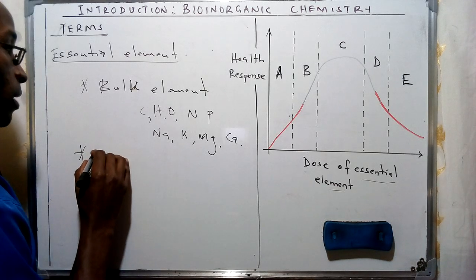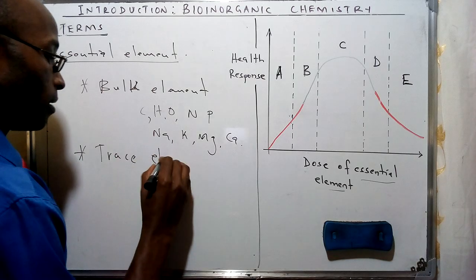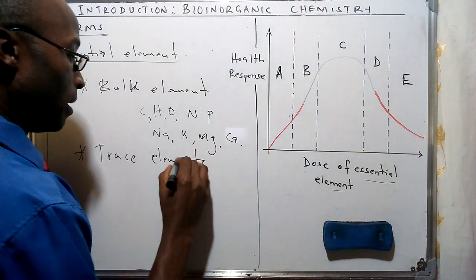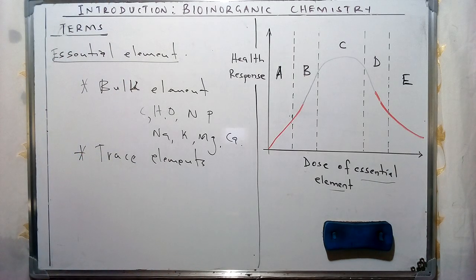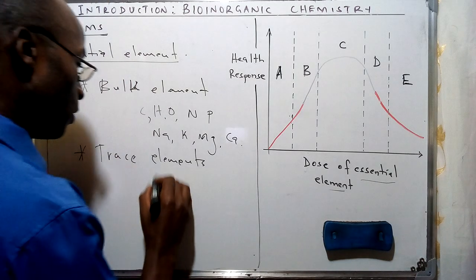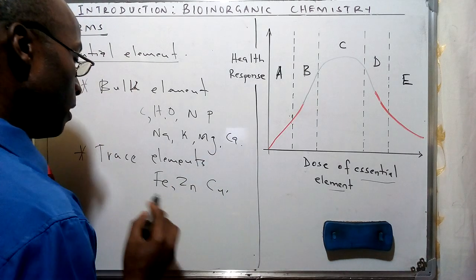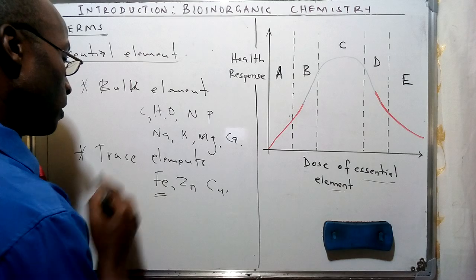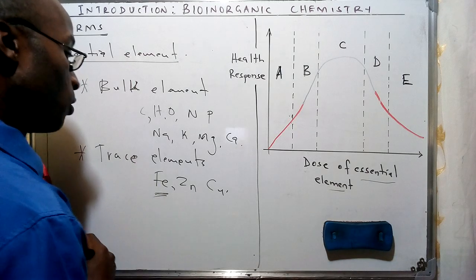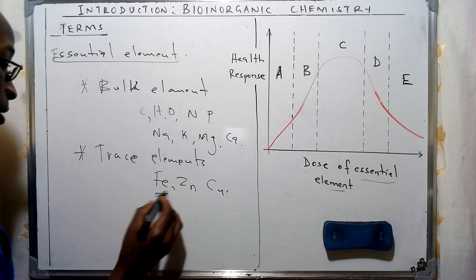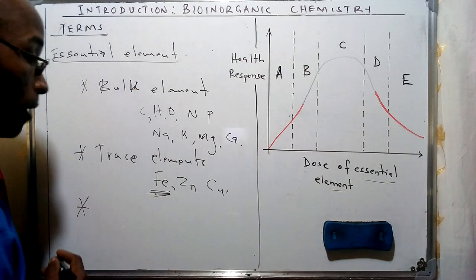Now, we said the second category consists of what we refer to as trace elements. These are elements required by the body in minute amounts. We gave a few examples, which included iron, zinc, and copper. And of course, I specifically listed the one that we're going to encounter in some of our illustrations, which is blood transport in the body, and of course oxygen transport in the body, which consists of this specific complex of hemoglobin.